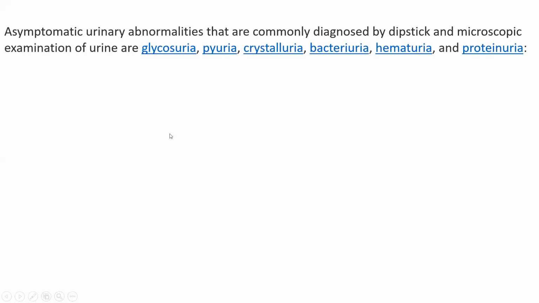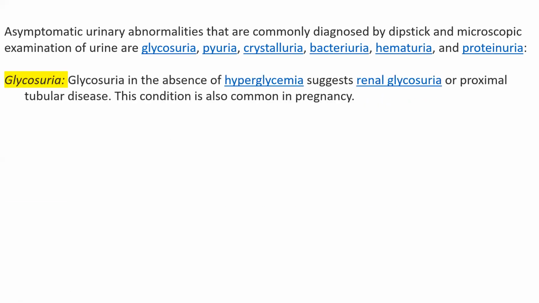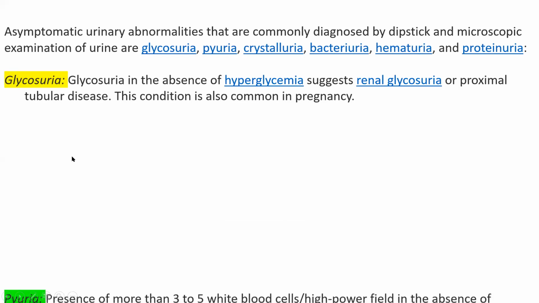That was glycosuria. Glycosuria in the absence of hyperglycemia: there will be glycosuria, but in the absence of hyperglycemia, this will suggest renal glycosuria or proximal tubular disease. This condition is also common in pregnancy. If you don't understand this, I already explained glycosuria in very simple words.